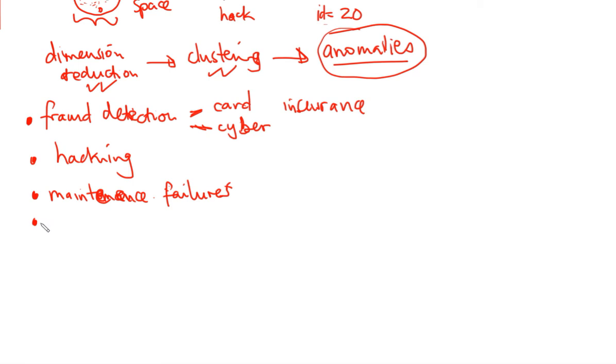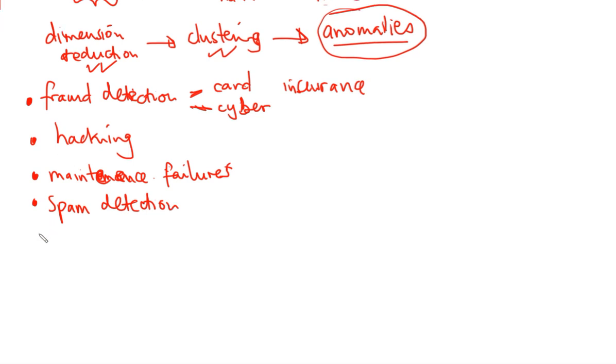Another one is the one that we discussed, spam detection. We know the emails that we receive. We know how often, we know the IP addresses, where they come from and stuff like that. An anomaly will be an email that is outside the cluster of those normal emails.